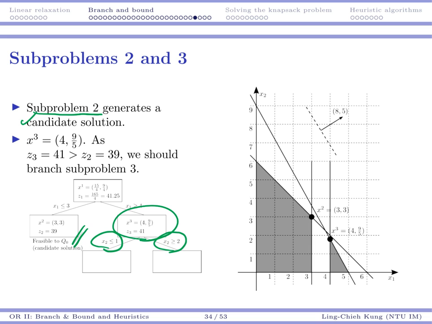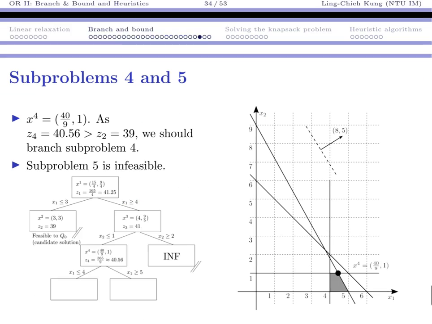So in this case, we add two constraints again. And of course, we do that because the solution here, 41, the value is greater than 39, the current optimal objective value that we may obtain. So that's why we should keep branching.